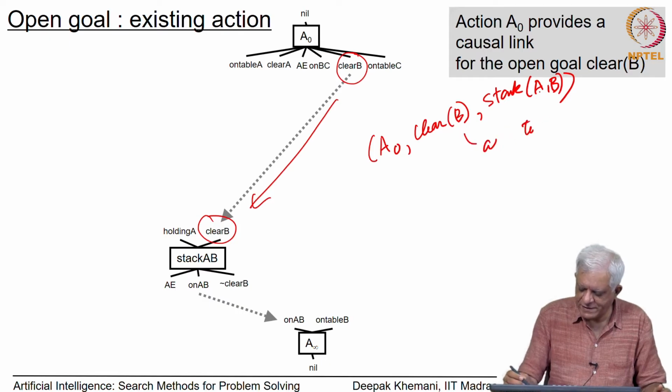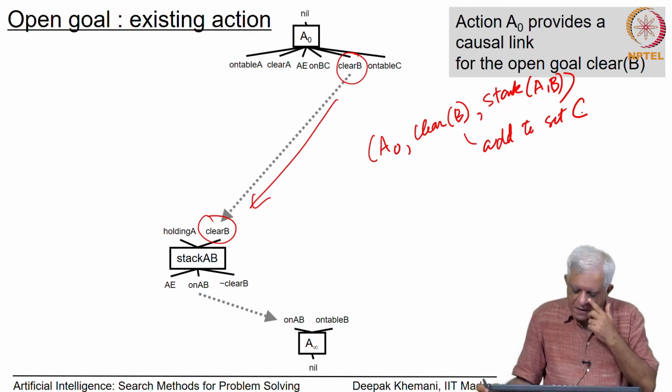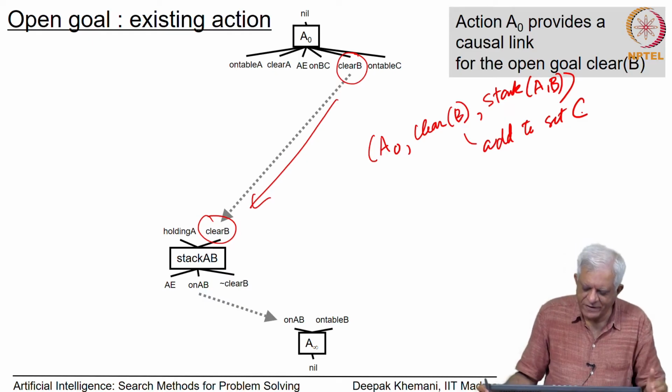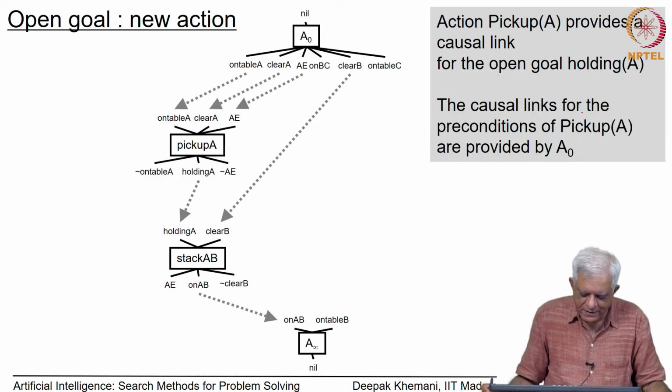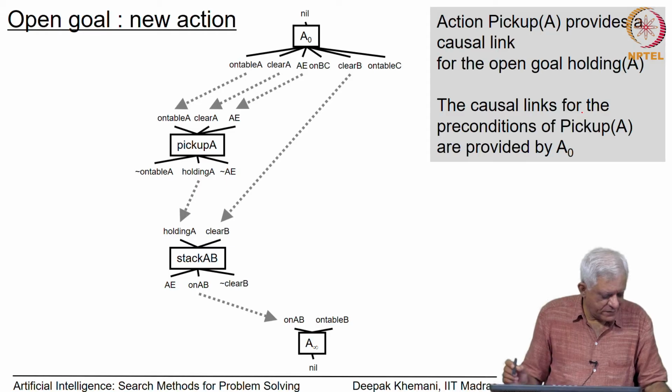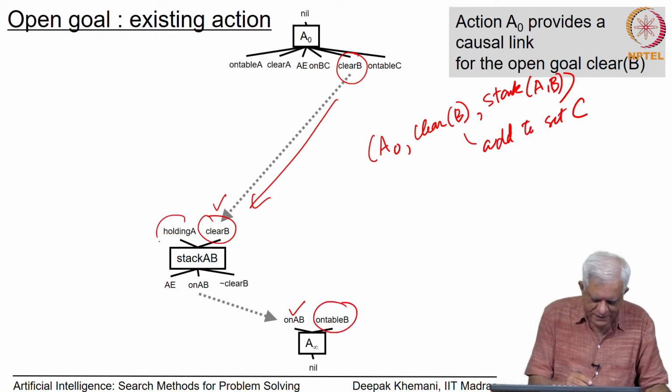So, we add this to the set, which we call C essentially. As we have been saying, we will also add an ordering link between these two actions. So what we saw here was one open goal. At this moment you can see that this open goal has been taken care of, this open goal has been taken care of, this one still remains and this one still remains.